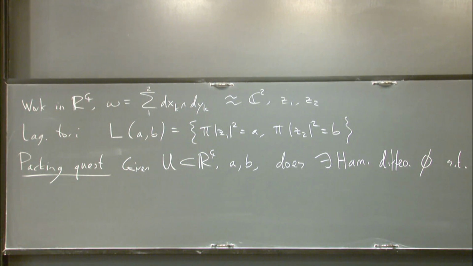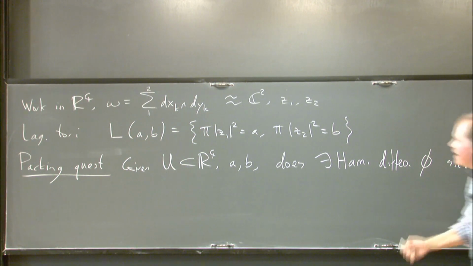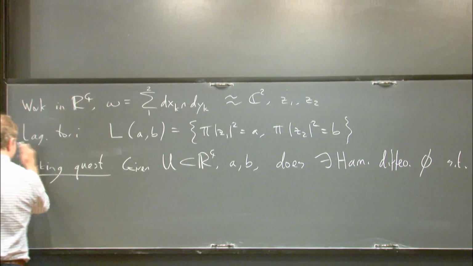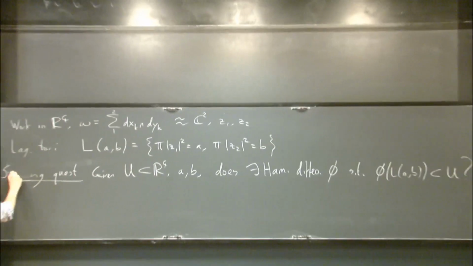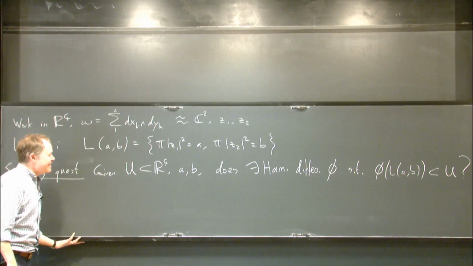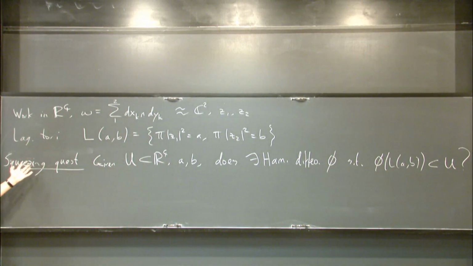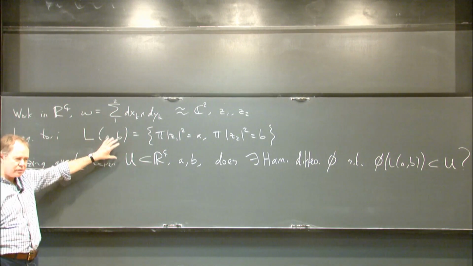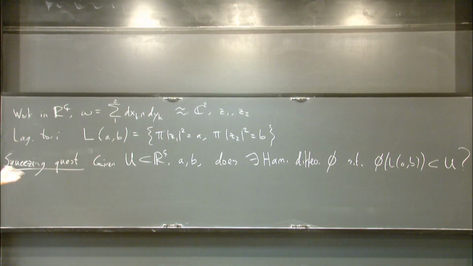Sorry, this is not the packing, this is the squeezing. I'm calling this squeezing if there's just one. In other words, if U is fairly small, can you somehow wind up the Lagrangian and put it inside? And then you can also ask about packing.